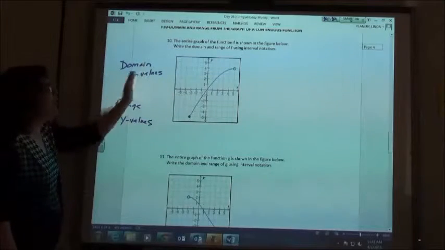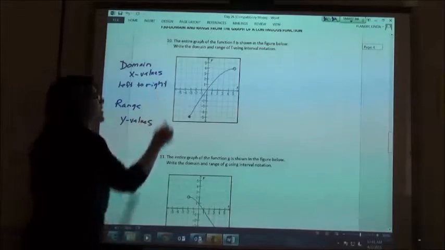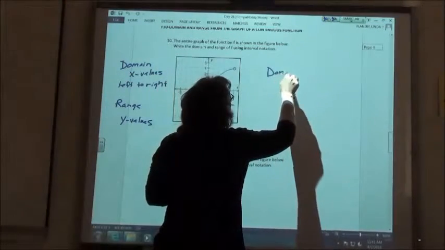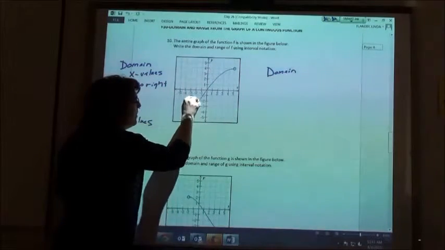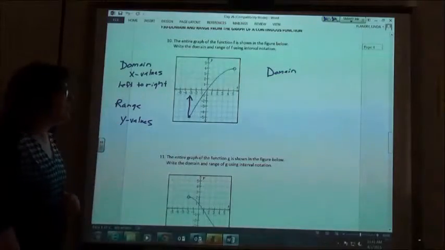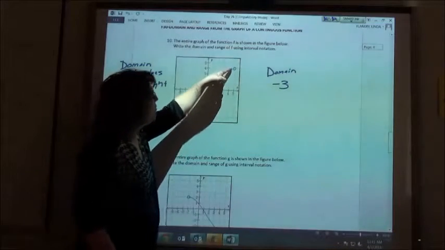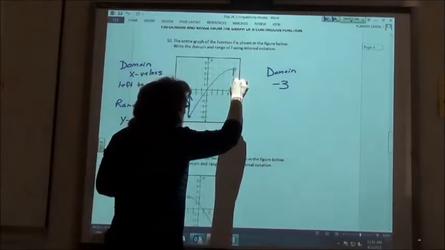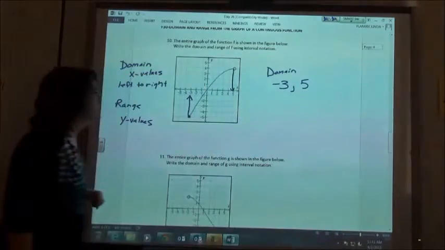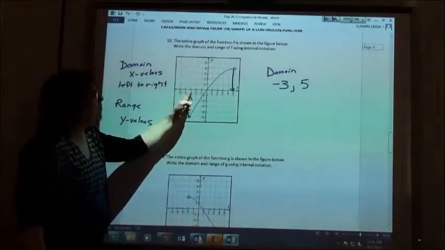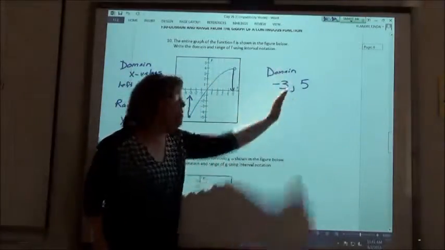So think about the domain as going from the left to the right. If I'm doing the domain of this graph, my farthest left value is this point right here. It has an x value of -3. My graph is continuous until right here. The end of this graph has an x value of 5. So my domain goes from -3 to 5. I don't have anything back here on my graph. I don't have anything over here on my graph.